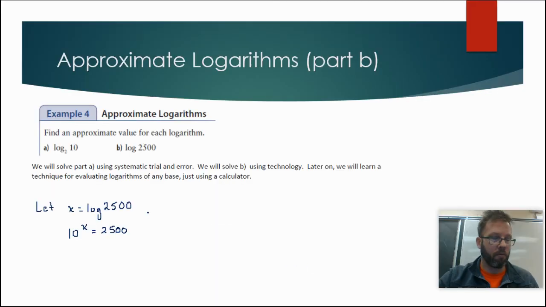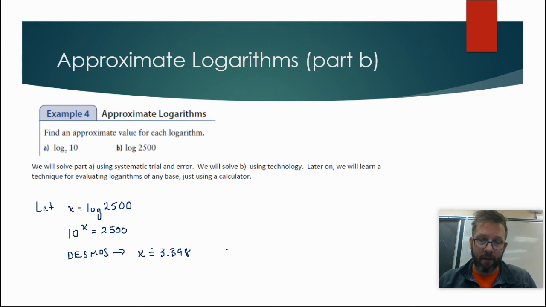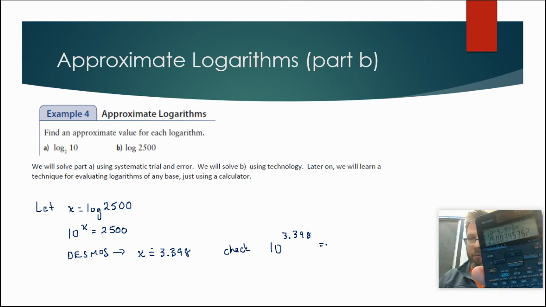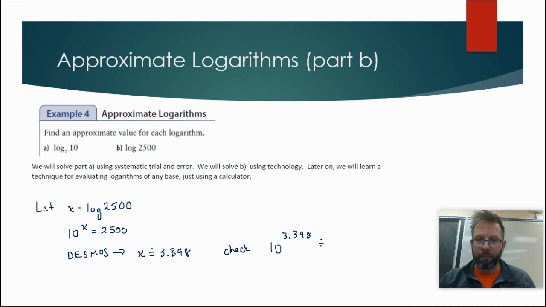3.398. I'll just say Desmos, x equals approximately 3.398. And just as a check, try it yourself. Do 10 on your calculator to the power of 3.398. I'm going to do it too. It should give us, well, one, it passes the eye test. It's between 3 and 4. But let's just do it. 3.398. 2500.35. It's a pretty good estimate. So I think we did okay.